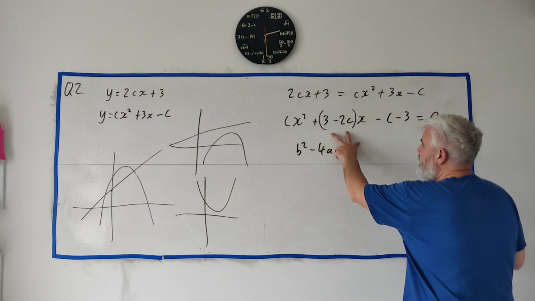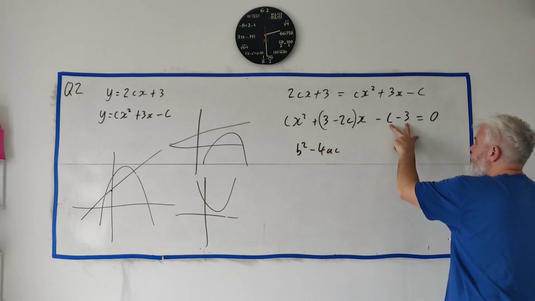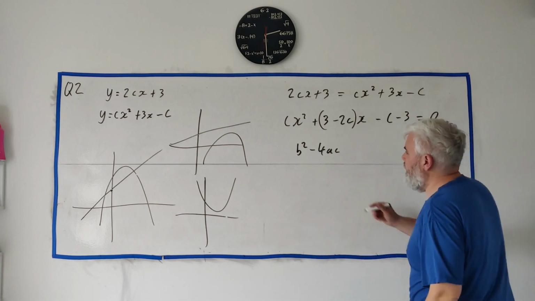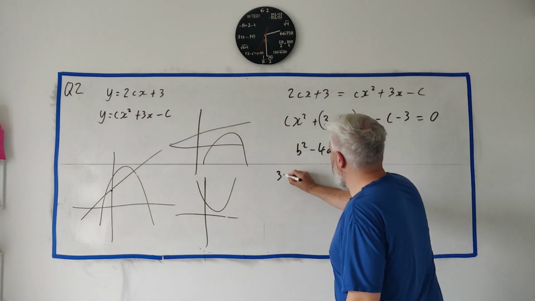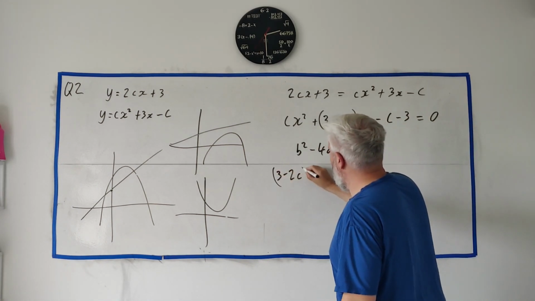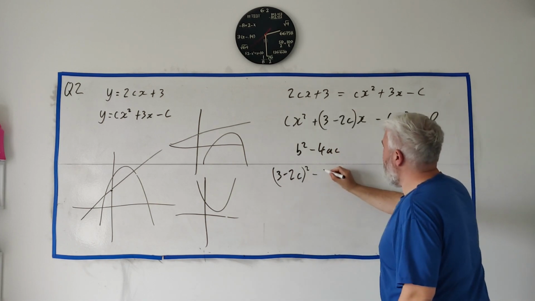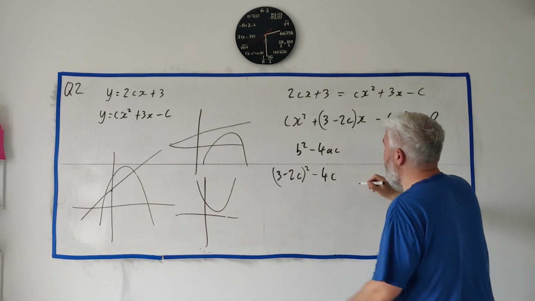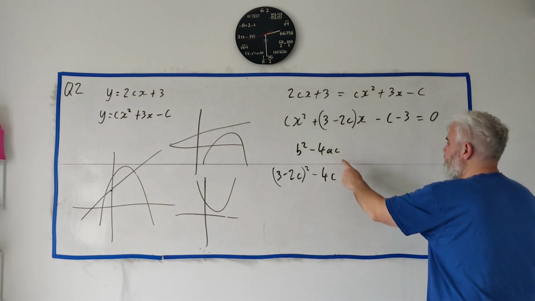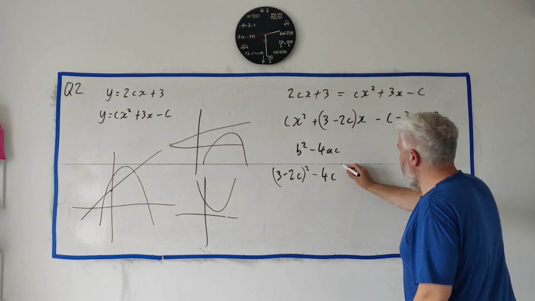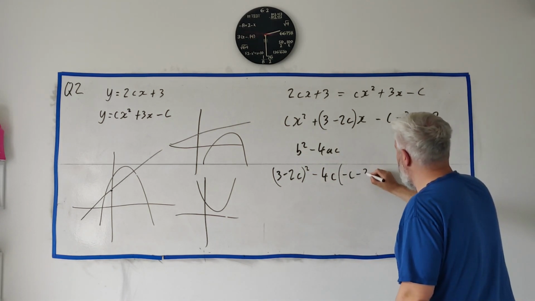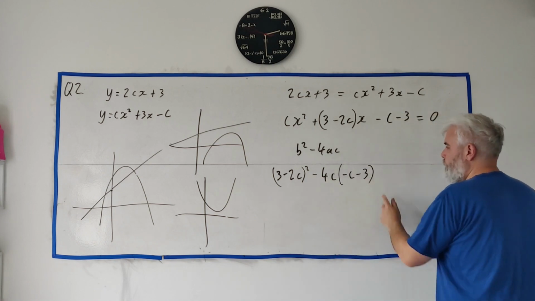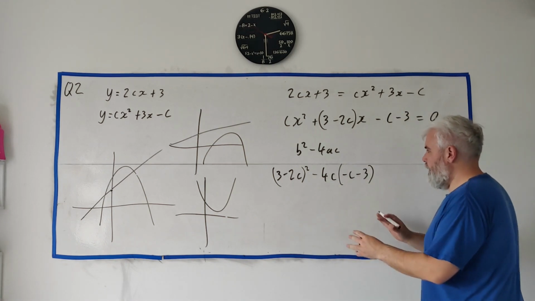Let's look at that. Here's b, here's a, and here's c. Let's write it out then. b squared is (3 minus 2c) squared, and minus 4 times a times c. This is minus c minus 3. Minus will multiply in and clean this up. So yeah, let's clean this up.